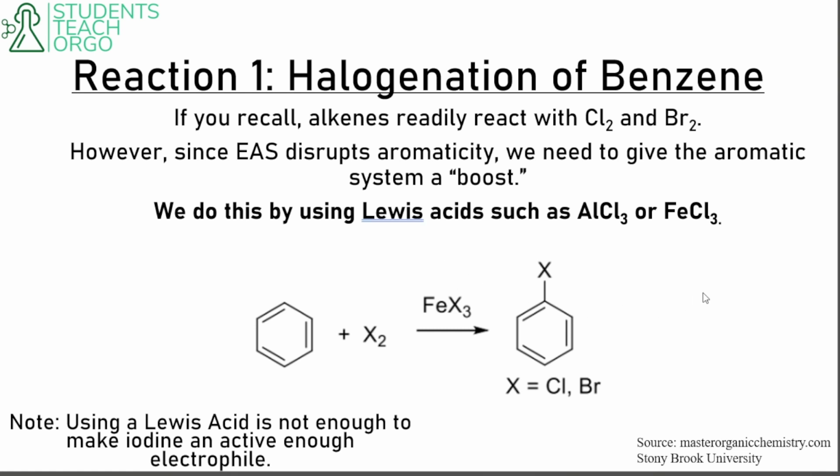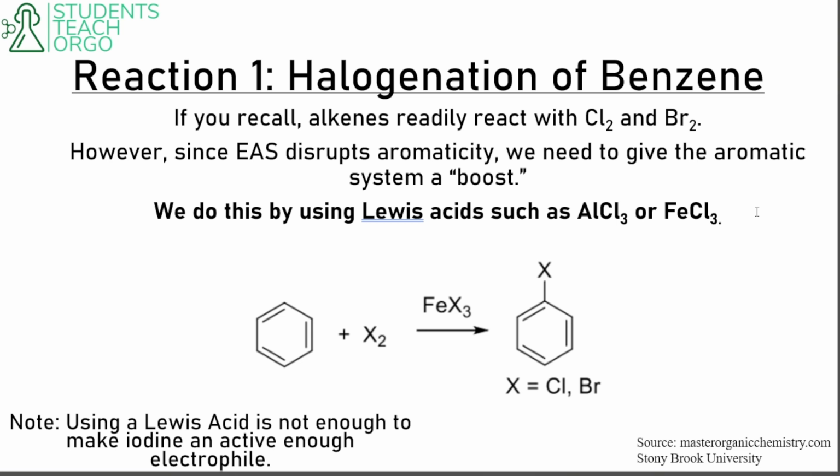All right, let's get into our reactions. Reaction 1, halogenation of benzene. If you recall, alkenes readily react with chlorine and bromine. However, EAS disrupts aromaticity. So that means we need to give the aromatic system a boost. This is a really unfavorable reaction if we just use chlorine as the electrophile and only chlorine. We need to give this benzene a better reason to do it. Basically, change the free energy, make it more favorable.